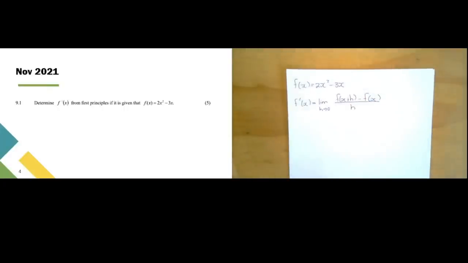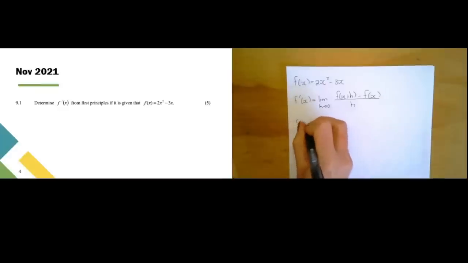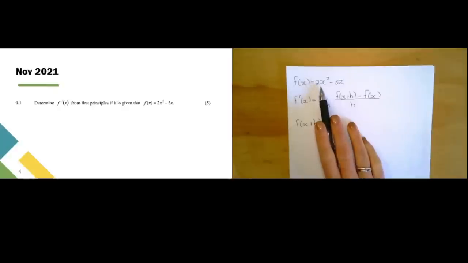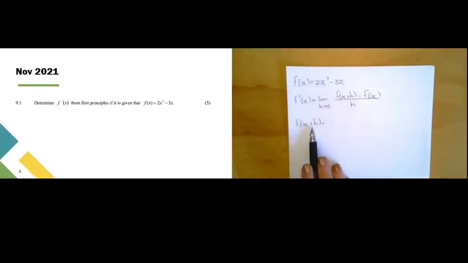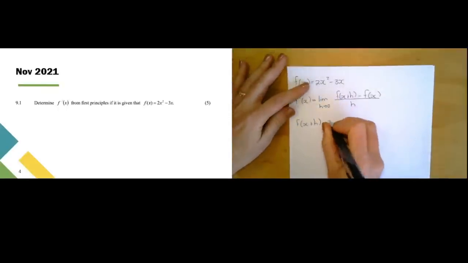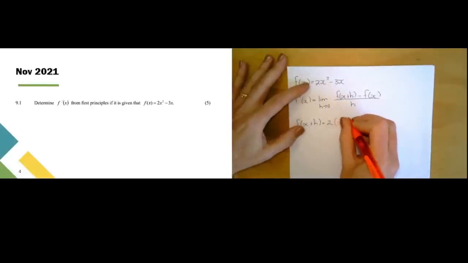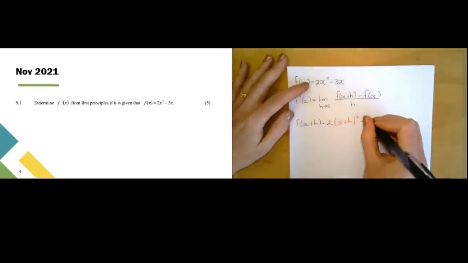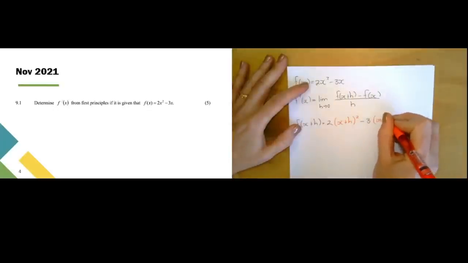Now, I can break the sum up to make it a little bit easier for me. I'm first going to calculate what is f of x plus h. What does that mean? It means in my original formula, in my original equation of f(x), I must replace x with an x plus h. So I'm going to say 2, and instead of x squared in a bracket, I'm going to substitute in (x plus h) squared. Minus 3x. So minus 3, instead of x in a bracket, x plus h.